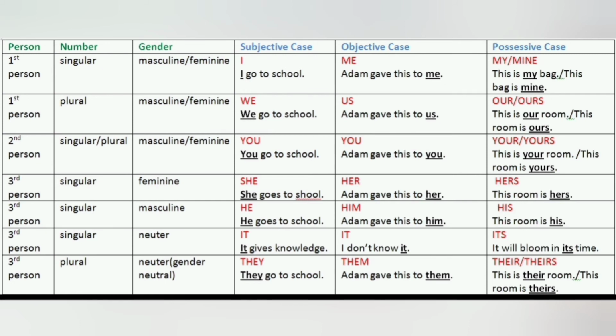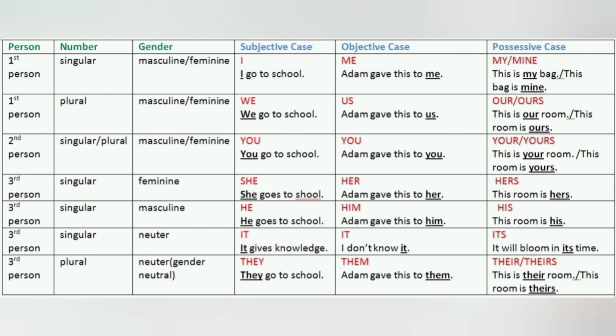And for the objective case, we use them. And them here are or is the receiver of the action word done by Adam, our subject. And for the possessive case, we use their or theirs. These two are used to show possession or to express possession or ownership of something. For example, those people are the owner of this room, then we might say, this is their room, or this room is theirs.